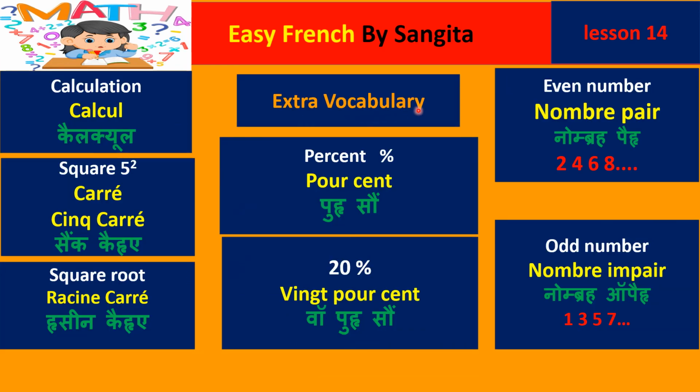So guys, some extra vocabulary. Calculation is calcul, square is carré, 5 square is cinq carré, square root is racine carrée, percent is pourcent, 20% is vingt pourcent. Even numbers are nombres pairs, meaning 2, 4, 6, 8 and so on. Odd numbers are nombres impairs, numbers like 1, 3, 5, 7 and so on.